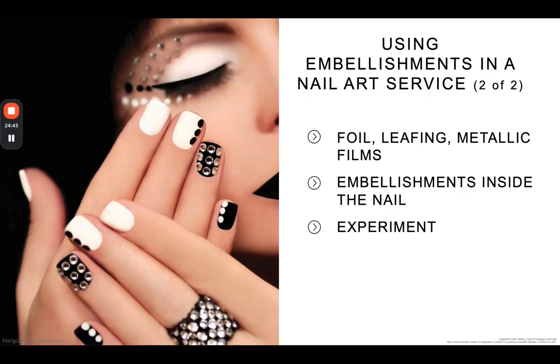When you're using embellishments inside the nail, you want to make sure that they're very thin. These work best when they don't have adhesive. You want to apply the embellishment to the nail plate, the tip extension, or sculptured extension with a small bead of product that you're using, such as a monomer liquid, polymer powder, or a UV gel.